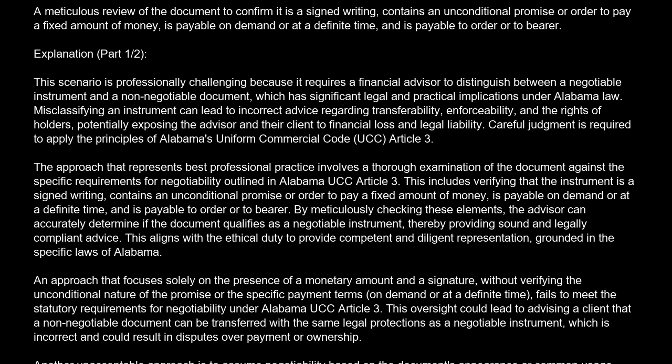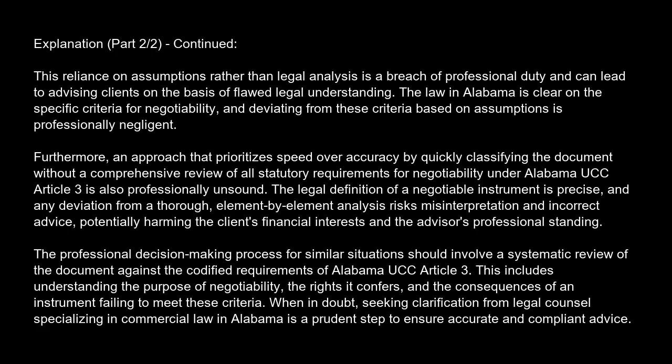Another unacceptable approach is to assume negotiability based on the document's appearance or common usage, without a detailed review of its terms against the UCC. This reliance on assumptions rather than legal analysis is a breach of professional duty and can lead to advising clients on the basis of flawed legal understanding. The law in Alabama is clear on the specific criteria for negotiability, and deviating from these criteria based on assumptions is professionally negligent.